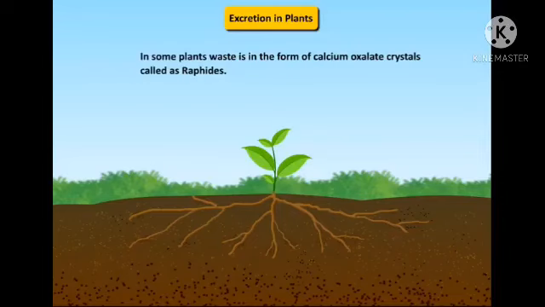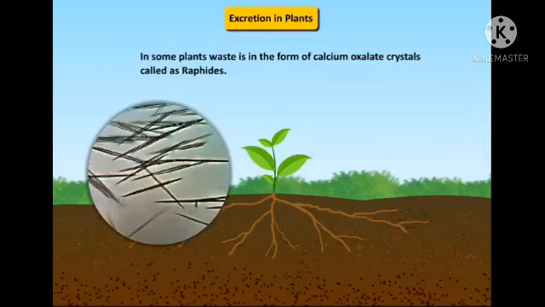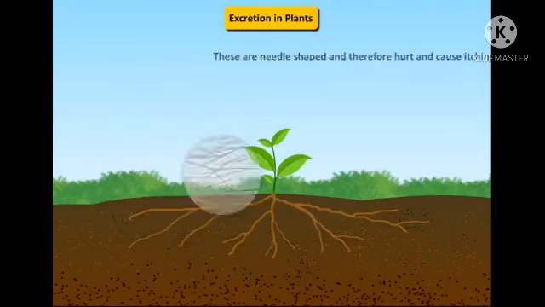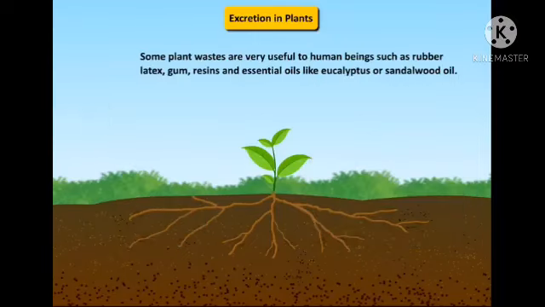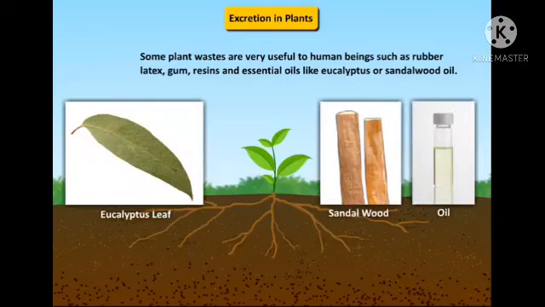In some plants, waste is in the form of calcium oxalate crystals called raphides. These are needle-shaped and therefore hurt and cause itching. For example, colocasia leaves and the outer skin of the onion. Some plant wastes are very useful to human beings, such as rubber latex, gum, resins, and essential oils like eucalyptus or sandalwood oil.